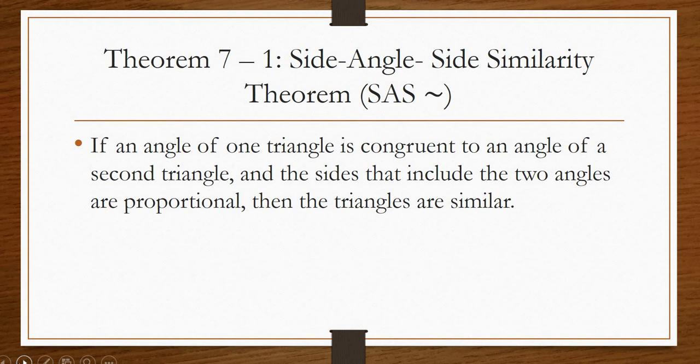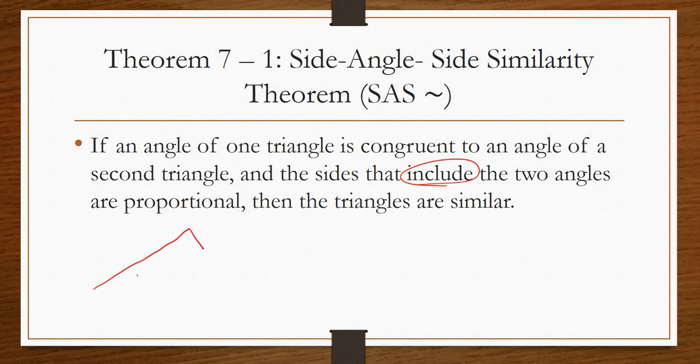So here's another theorem. This one's theorem 7.1, the side-angle-side similarity theorem, or SAS with the similarity symbol. If an angle of one triangle is congruent to an angle of a second triangle, so this time I only need one angle, and the sides that include the two angles, we'll talk about what that means in a second, if the sides that include the two angles are proportional, then the triangles are similar.